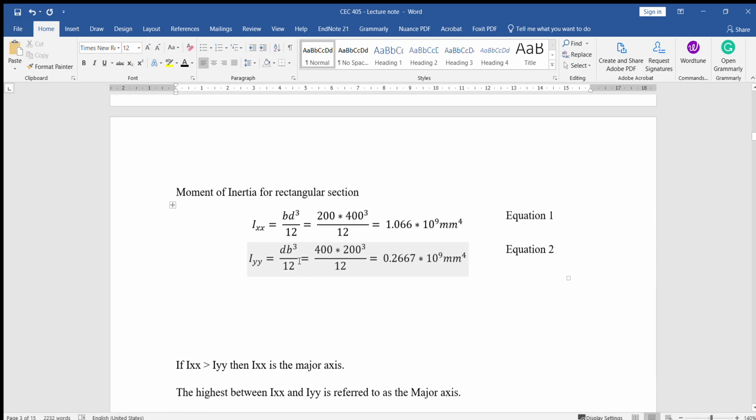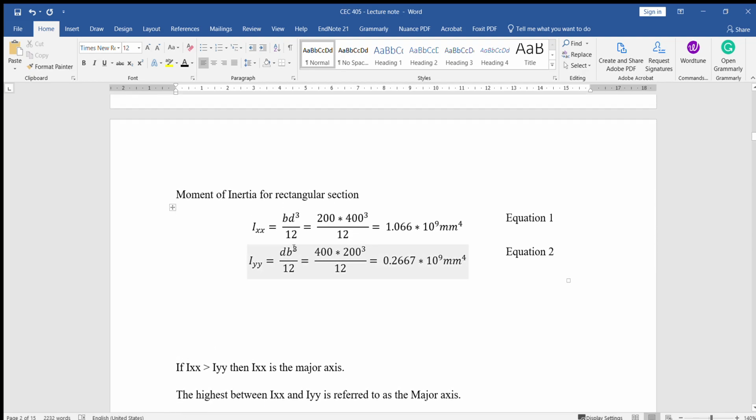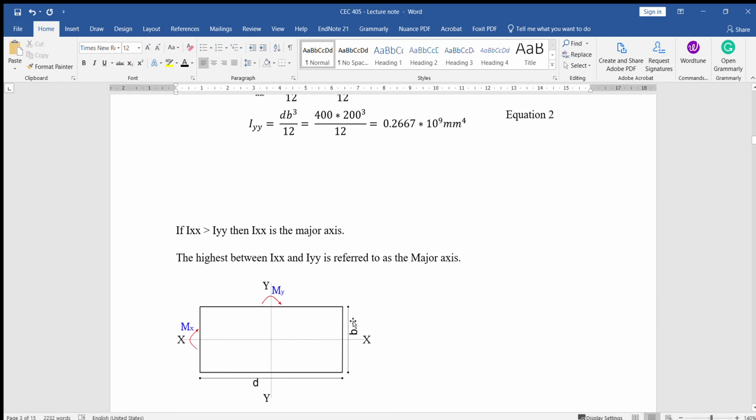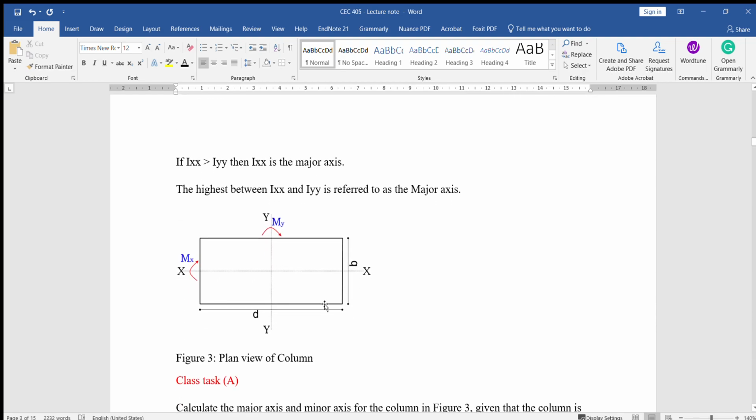So now, having calculated this, we will check the value of Ixx, our moment of inertia. Which one is greater? Is Ixx greater than Iyy? If Ixx is greater than Iyy, that means our x-axis is the major axis. That is, the higher of Ixx and Iyy is referred to as the major axis. Please don't forget that.